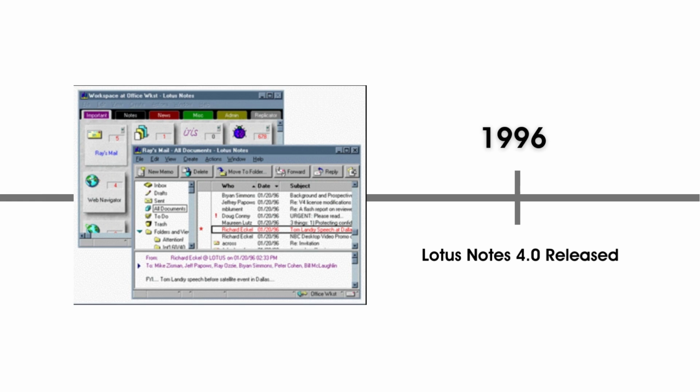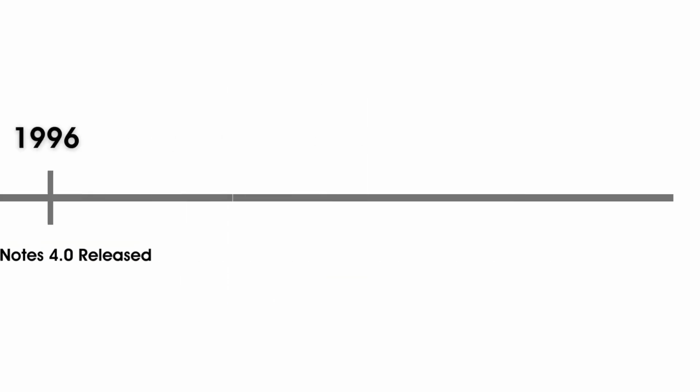Lotus Notes 4.0 was released in January 1996 with a whole new look and a completely redesigned user interface based on user feedback. In addition, the interface was simplified with many features, making it easier to use and manage.